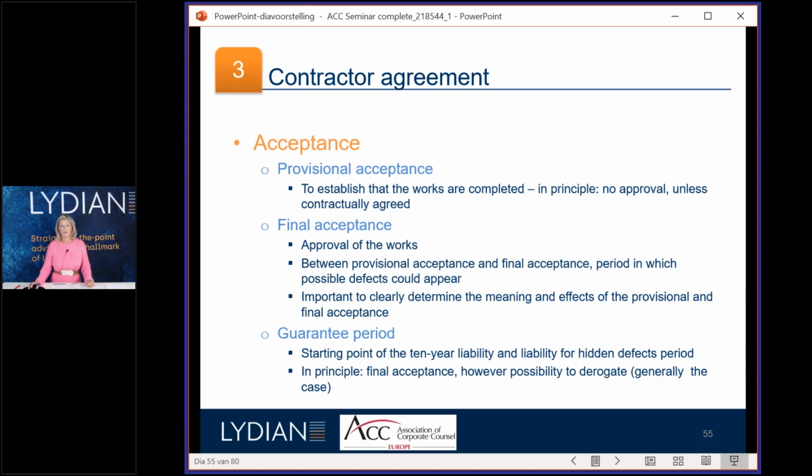Guarantee period. In Belgium, a contractor is obliged to a 10-year liability as well as a liability for hidden defects. In principle, this guarantee period starts to run as from the final acceptance, but we do admit that it is possible to derogate from this article and from this principle. And generally, the parties agree that the liability or the 10-year guarantee and the liability for hidden defects starts to run as from the provisional acceptance.